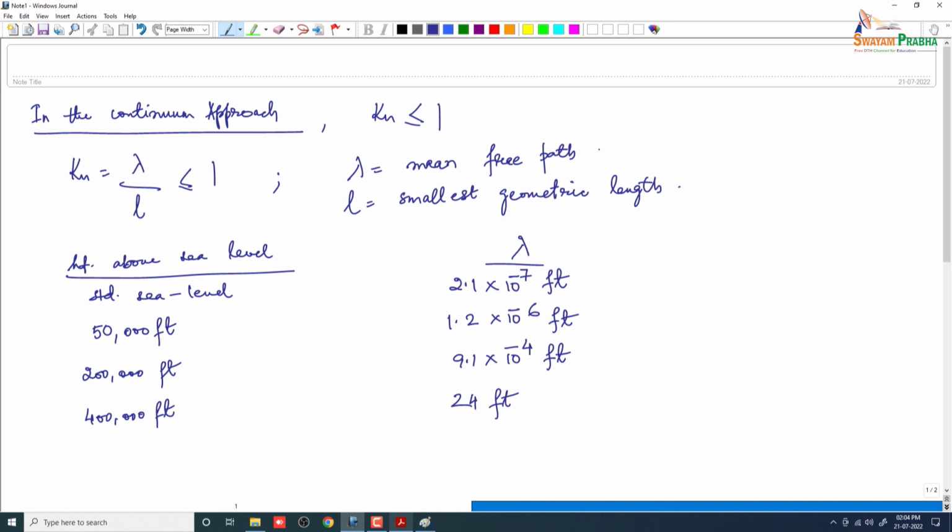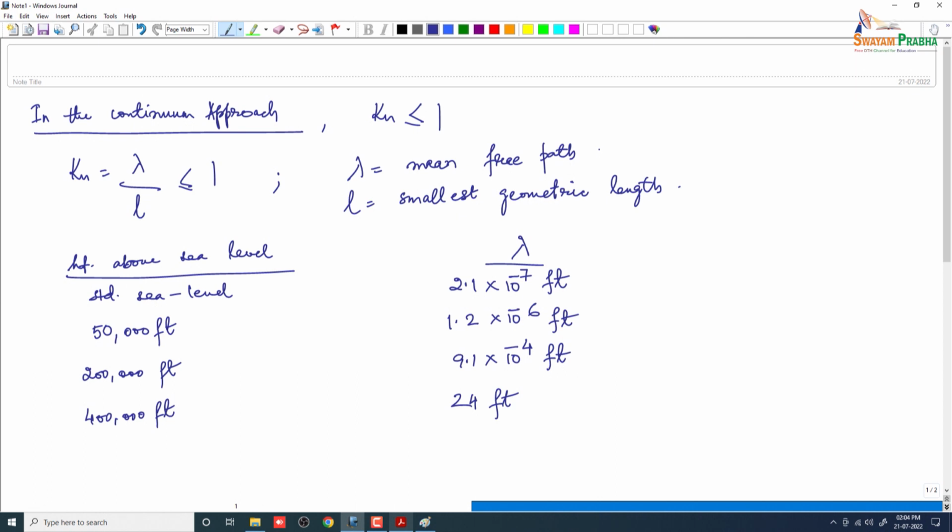So there's no way we can use the Knudsen number the way we've written it here and use the continuum approach at 400,000 feet. At 400,000 feet, this description of the continuum approach is not going to be applicable, right?